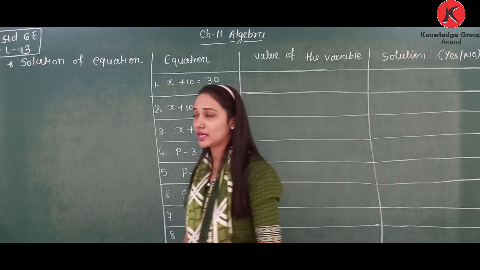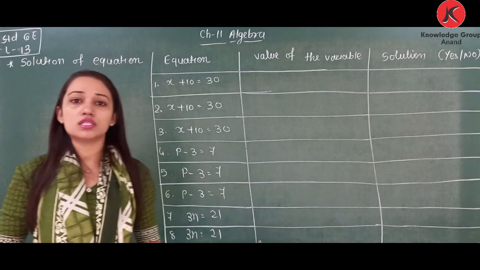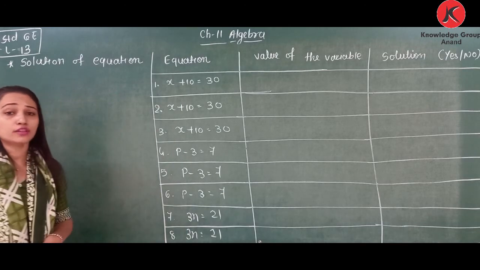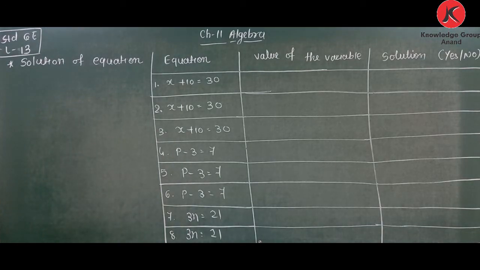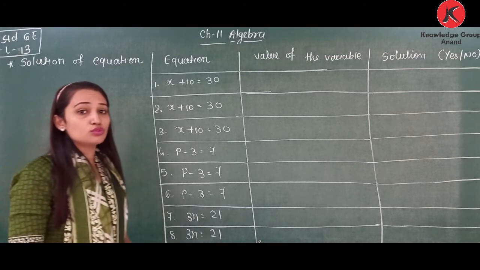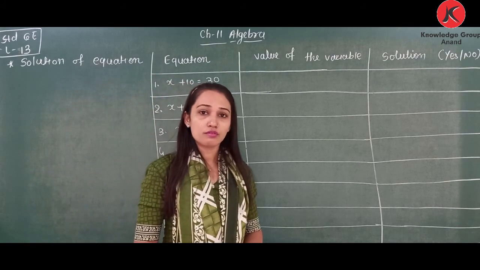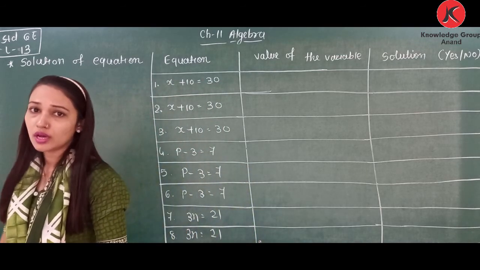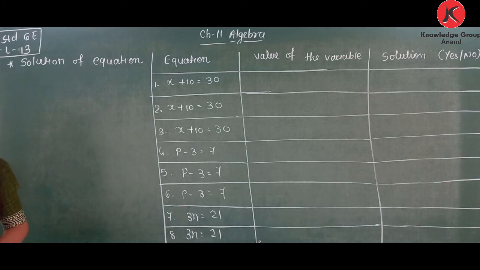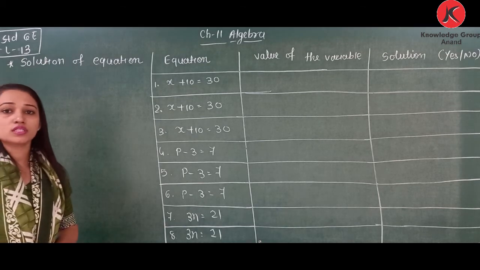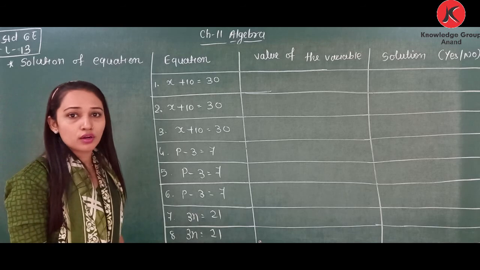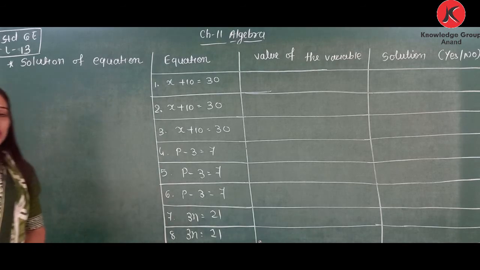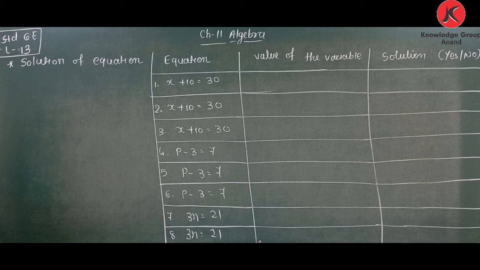Previously we learned one example in which we take 2n is equal to 4. And we identified that if we take n is equal to 2, then n is equal to 2 becomes the solution of the equation. Why? Because if we take the value of n as 2, the left hand side will be 4 and the right hand side is already given as 4. That's why n is equal to 2 is the solution of the equation. So again, the solution of an equation is a value of the variable for which the left hand side is equal to the right hand side, meaning it satisfies the equation.